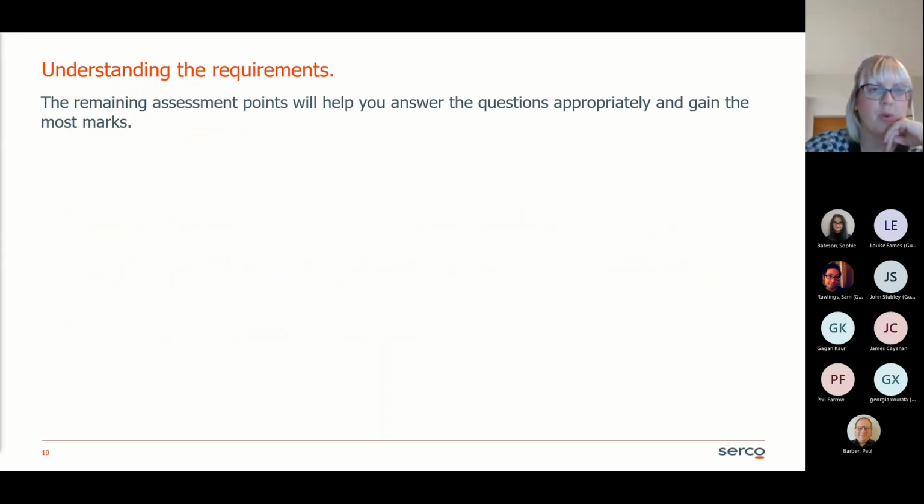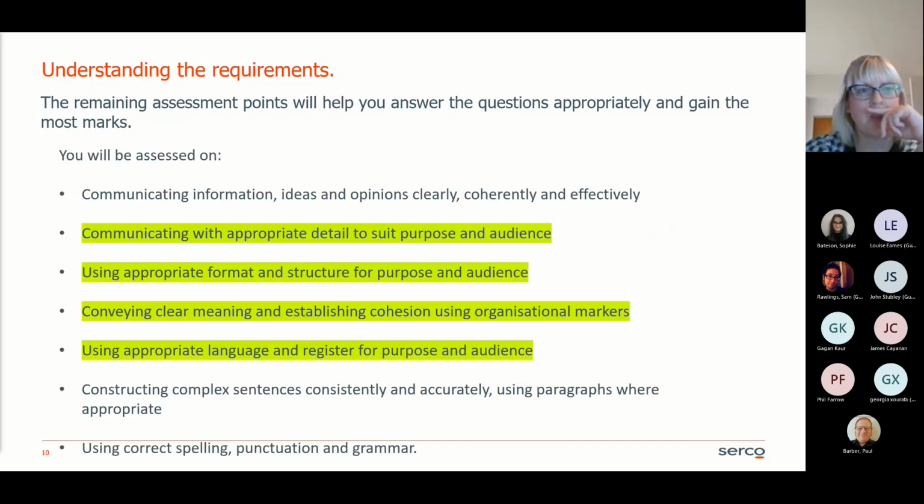Okay, so understanding the requirements. The remaining assessment points are going to help you answer the question appropriately and gain the most marks.